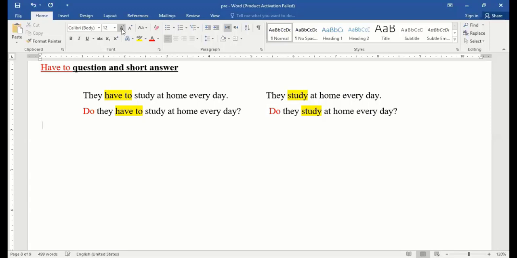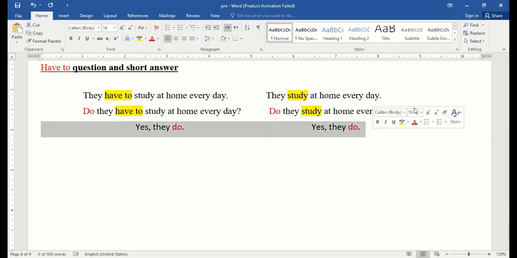So what's the answer here? Do they have to study? We say yes. How did I start the question? Do. So the answer is yes, they do. Okay. And the other question here, how did I start the question? Do. So the answer is yes, they do. So we started the question with do, we answer with do. The same thing here.